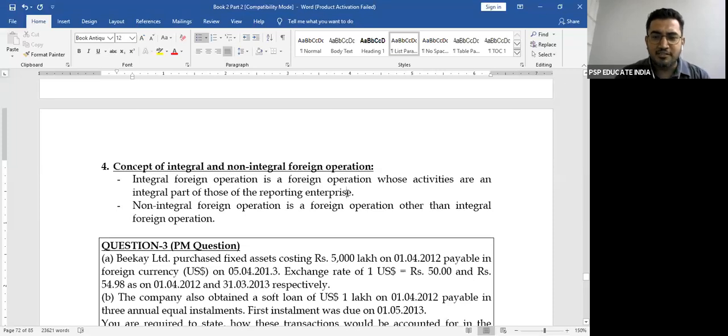Integral foreign operation is a foreign operation whose activities are an integral part of the reporting enterprise. Okay, let's take one example. Say, for example, I have a head office in Vadodara and a branch office in UK, which means I am the head office, they are the branch office. Now I have formed a system where every decision of the branch office is taken by the head office.